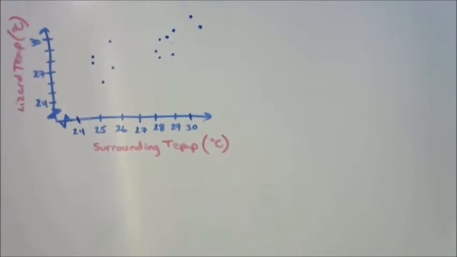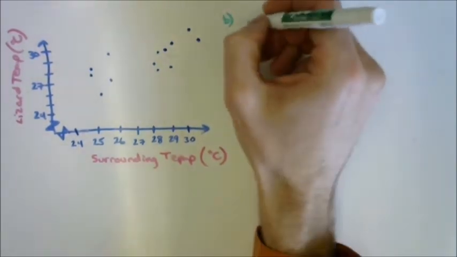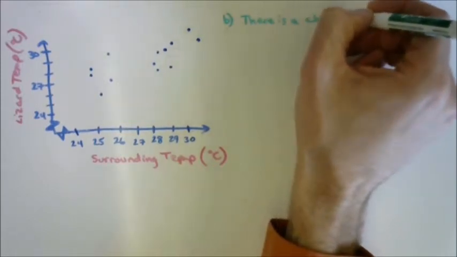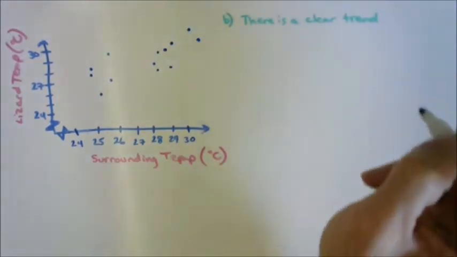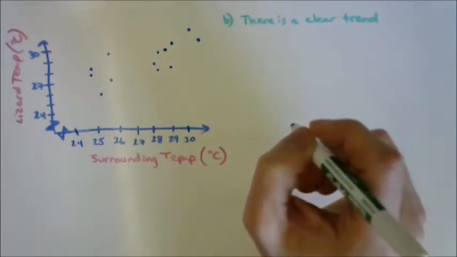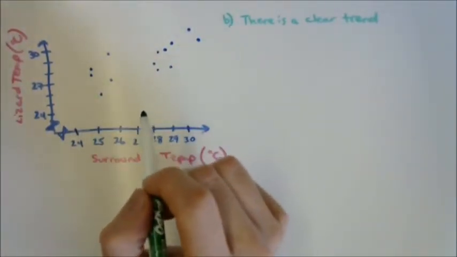The lizard's temperature depends on the surroundings. So we could say, as surrounding temperature increases, the lizard's temperature increases. So there is a clear trend. So for B, let's jot, there is a clear trend. Right? You wouldn't look at this data and say, oh no, they're not related at all. Scientists are wrong. The lizard's body doesn't adjust with surrounding temperature. You'd look at this and you'd say, oh yeah, there's a clear trend there. I get that. That makes sense.